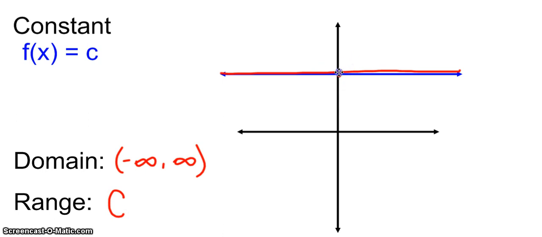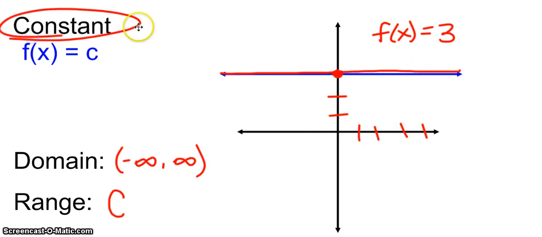So let's say this was going through at, we'll say 3. This would be the constant function f of x equals 3. Because no matter what x value you put in, you are constantly getting back the number 3. So in this case, our range would be 3.